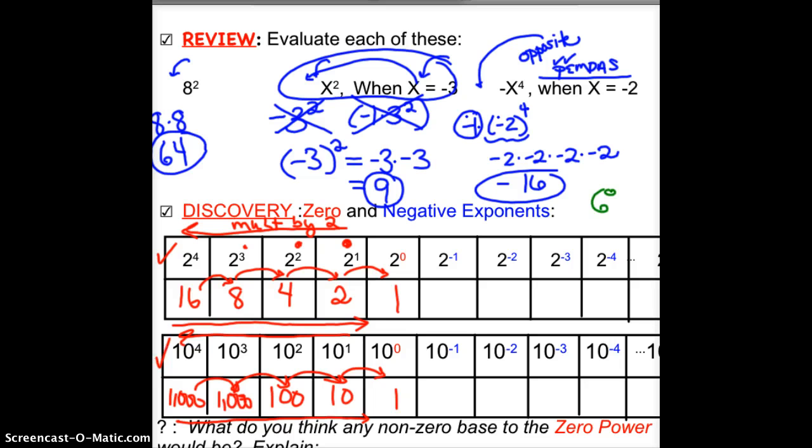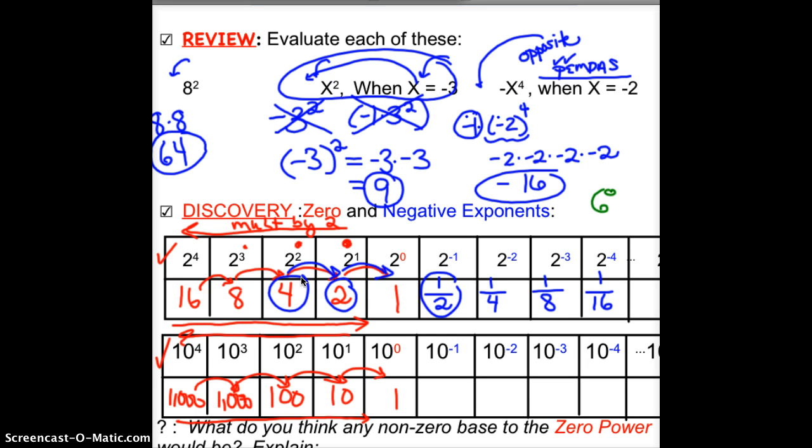I'm dividing by 2, dividing by 2, dividing by 2, dividing by 2, and now I have to take 1 and divide it by 2. And then I have to take a half and divide it by 2, which is a fourth. And then I have to take a fourth and divide it by 2, which gives me an eighth. And then a 1/16. And you'll notice that what I'm getting here is the reciprocal, or the flip, of what I have on the positive.